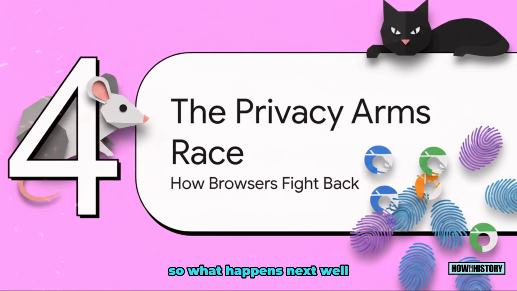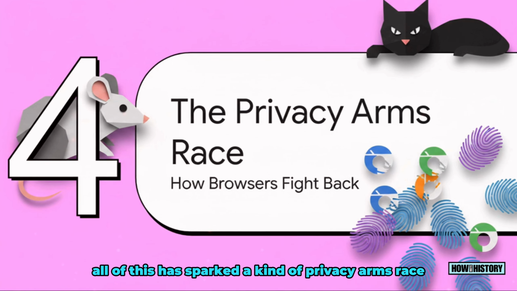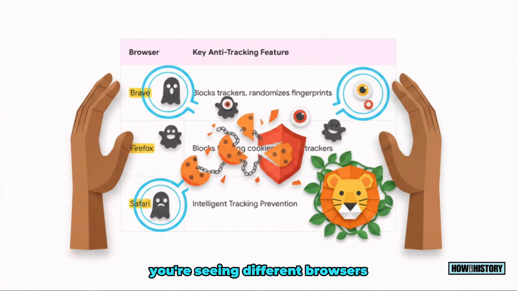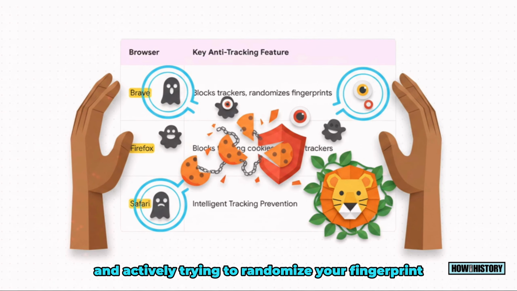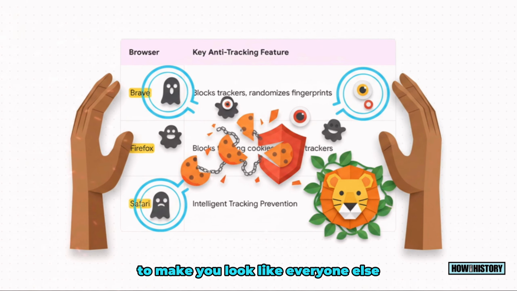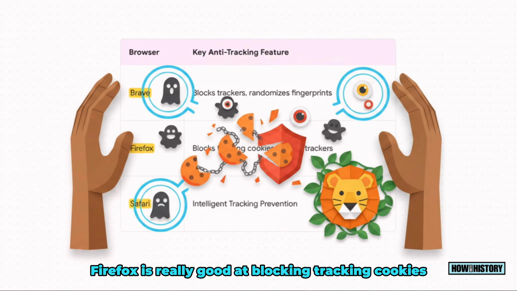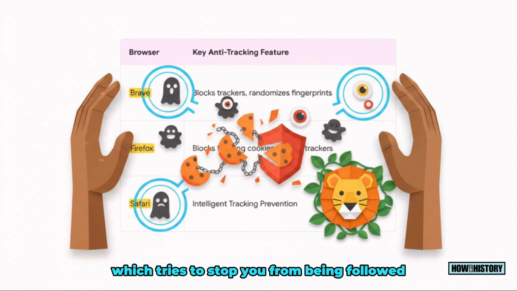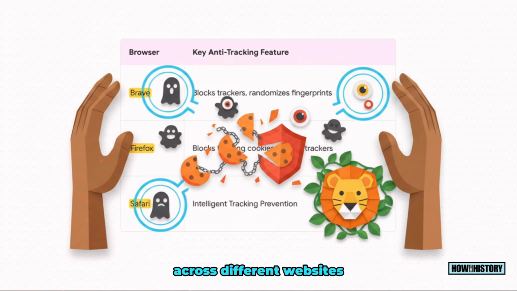So what happens next? Well, all of this has sparked a kind of privacy arms race. As the trackers get more and more sophisticated, the browsers have to evolve way beyond just simple history deletion. It's a constant cat-and-mouse game. You're seeing different browsers take different approaches to this fight. Brave, for example, goes on the offense, blocking trackers and actively trying to randomize your fingerprint to make you look like everyone else. Firefox is really good at blocking tracking cookies, and Safari has this thing called Intelligent Tracking Prevention, which tries to stop you from being followed across different websites.